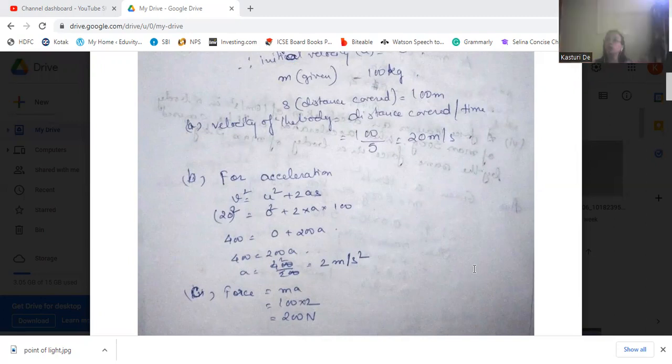Now we have come to know the acceleration. We know the mass. Okay, so we can find out the force. So force is mass into acceleration. Therefore, mass is equal to 100 and acceleration is 2. That is equal to 200 Newton.